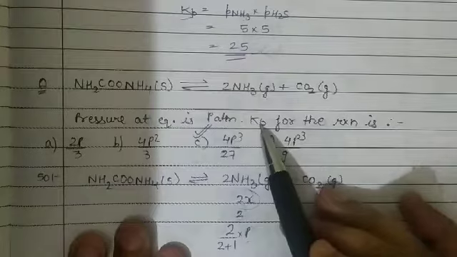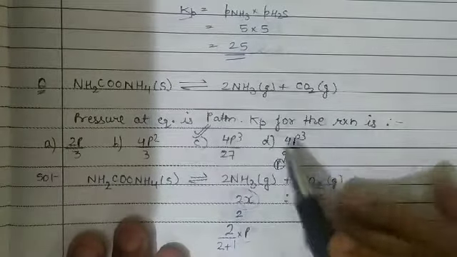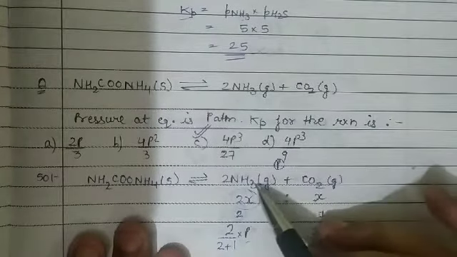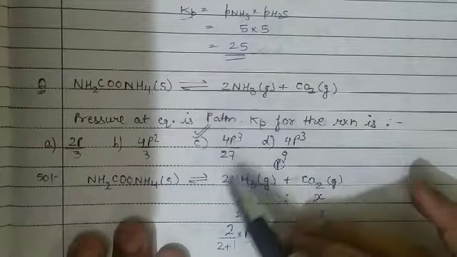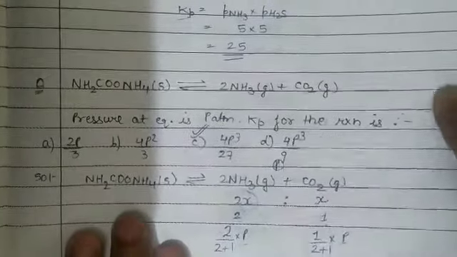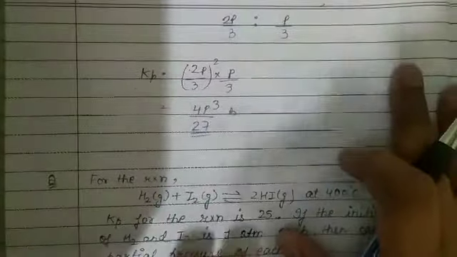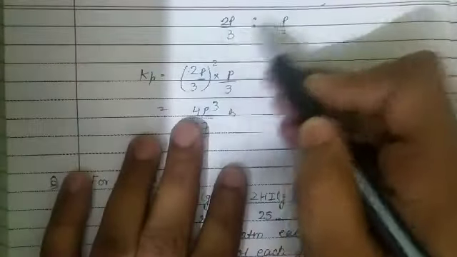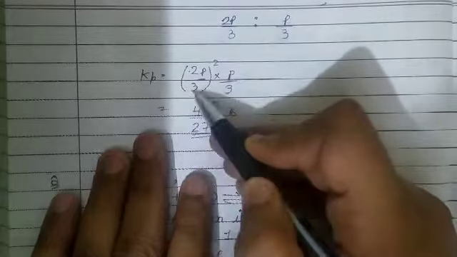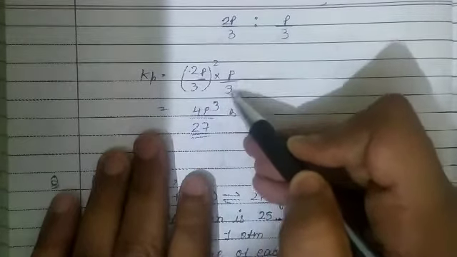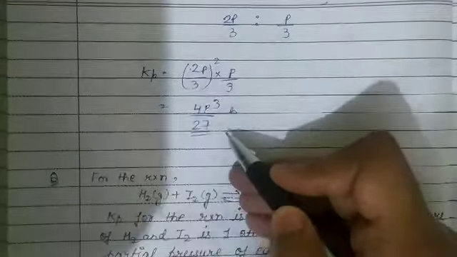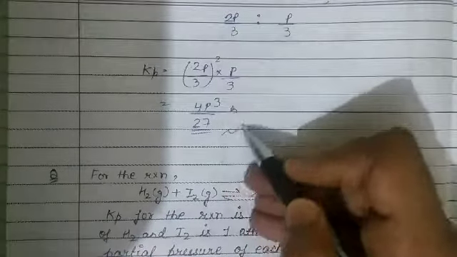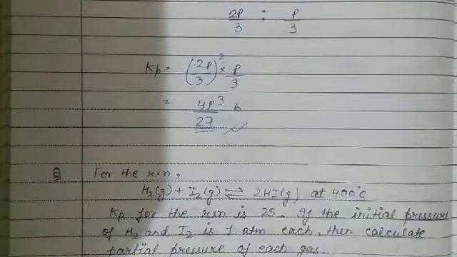Now we can find the value of Kp. The value of Kp will be partial pressure of CO2 multiplied by partial pressure of ammonia squared. So now the partial pressures are in the ratio of 2P/3 and P/3. So Kp is partial pressure of this squared into partial pressure of this, so it will be 4P³/27. So this is the correct option.